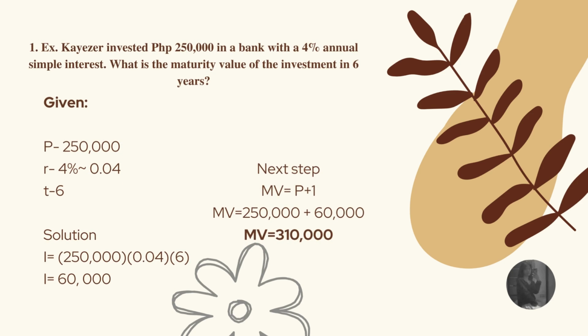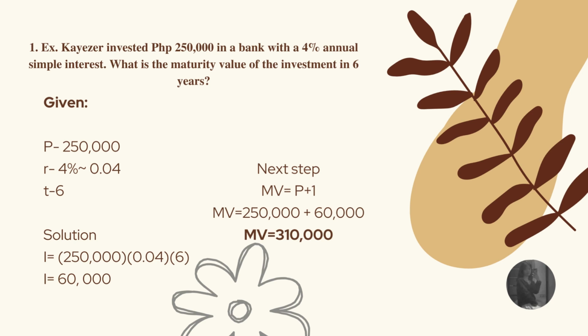Kaiser invested 250,000 in a bank with a 4% annual simple interest. What is the maturity value of the investment in 6 years? First, you have to write the givens. So principal amount or loan is 250,000. Rate is 4%. In order to get the decimal of the percent, all you have to do is divide the rate by 100 and then you'll get the decimal. Next is time. Time is 6 years, so you have to write 6.